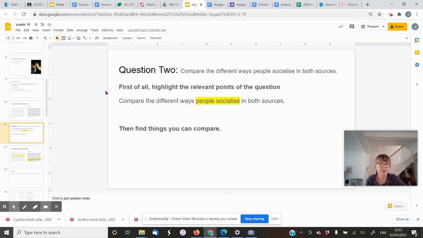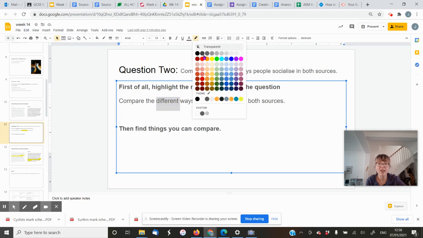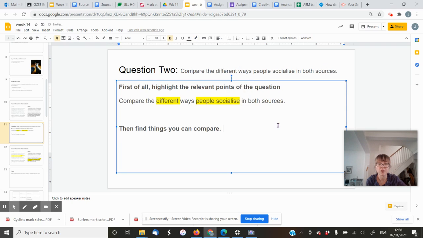Okay, so the first thing that you've got to do is to highlight the relevant points in the question. So in this question, it's compare the different ways people socialise. So we're looking at the ways people socialise, and I'm just going to highlight as well how they are different, because we are looking at a difference in this question. So we know what we're looking for. We're looking for the ways that people socialise in those texts.